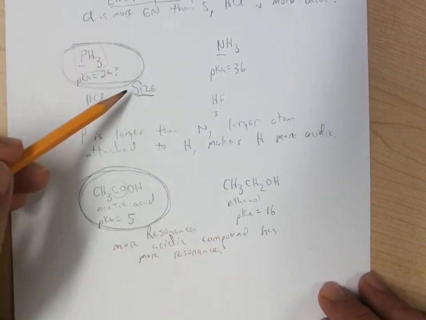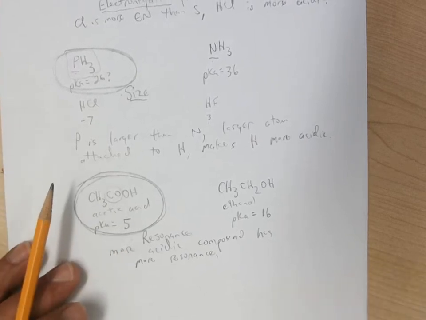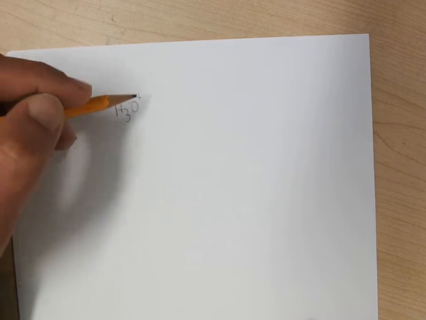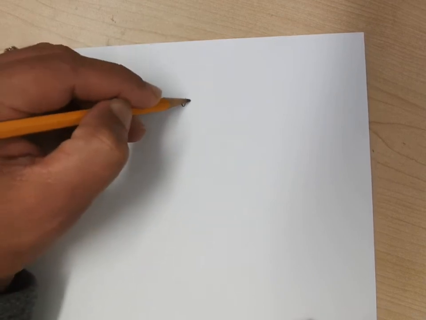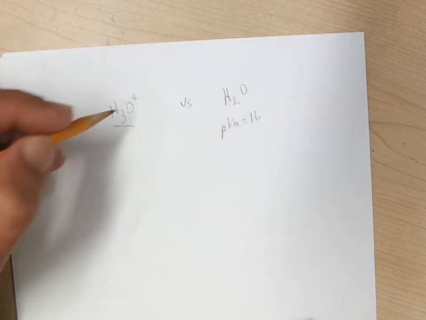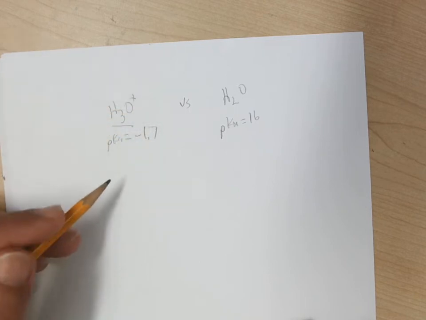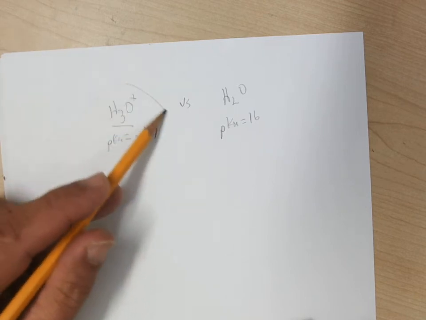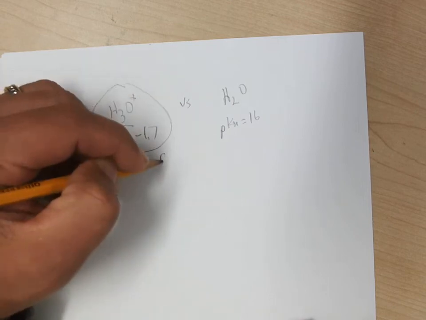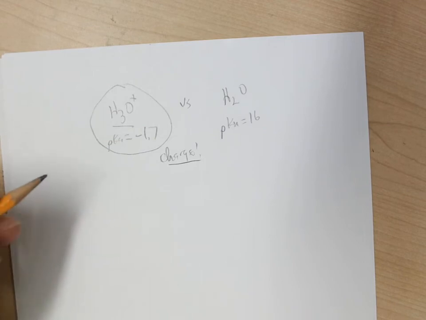And each one of these factors hopefully clearly explains why one compound is more acidic than the next. And then if we go to H3O plus, again, very common, straight from lecture, versus H2O. H2O, pKa equals about 16. H3O plus, pKa equals minus 1.7. This one is much more acidic. And the thing that I would say is charge is the thing that separates these two.